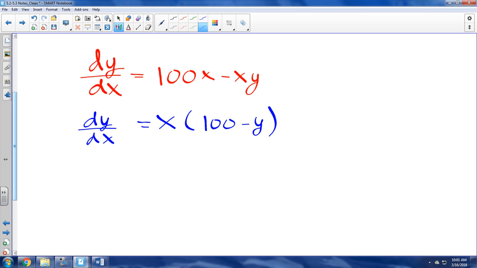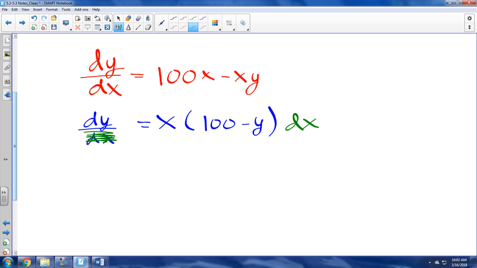So let's see. We want the x's all on the right, so I'll move my dx over here. I'm kind of cross-multiplying, but not exactly. But I really don't want that 100 minus y there. I want the y's on the left side. So what will we do? How will we get rid of the 100 minus y?